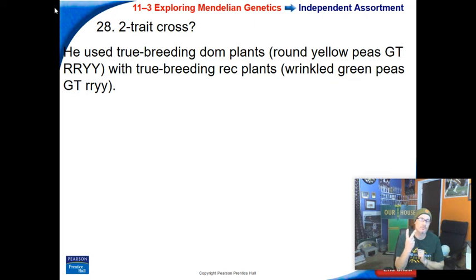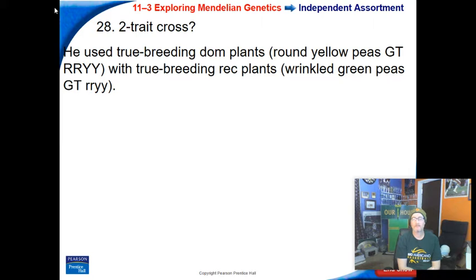Now we're using two traits at the same time. We're going to use the trait for seed shape, and really the P is the seed of the plant. Seed shape, round, dominant, wrinkled, recessive, yellow, dominant, green, recessive. So we're using seed shape and seed color at the same time. So the genotype of the double dominant, as I like to call it, is big R, big R, big Y, big Y. And then the true breeding recessive plant was little r, little r, little y, little y.